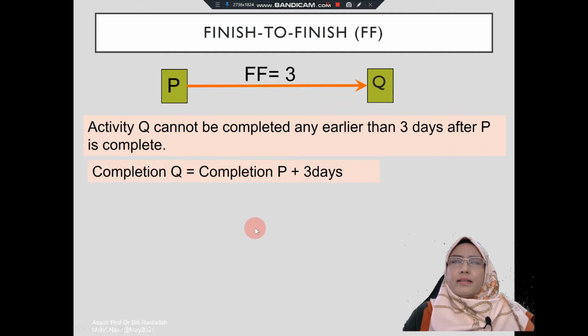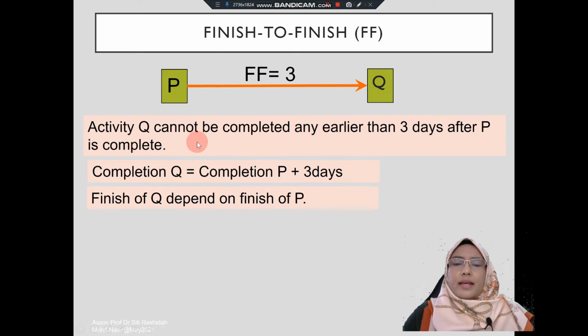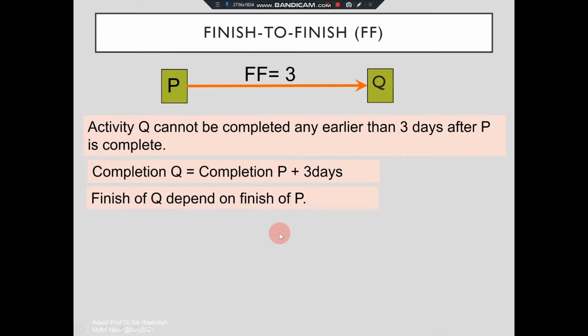And in other words, the completion of activity Q is completion of activity P plus 3 days. And the date of completion of activity Q will depend on the finish date of completion for activity P.